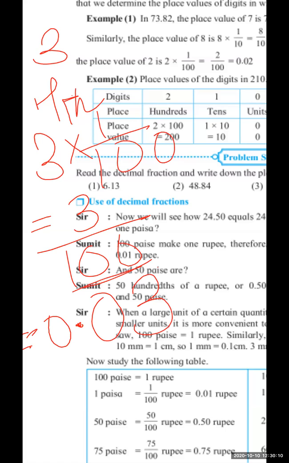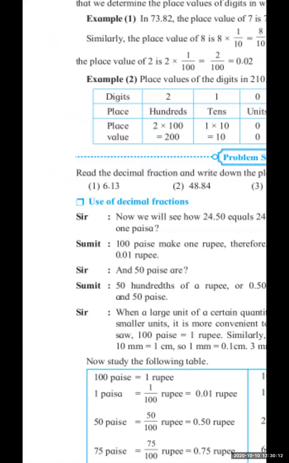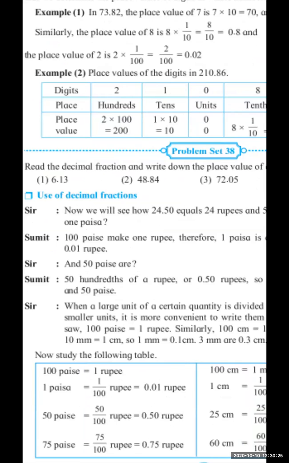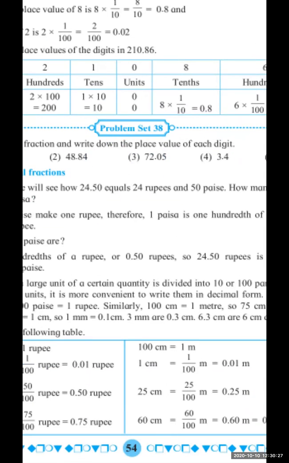0.03. Correct? So there will be 3 columns: unit, 10 and 100. Okay? And you will write the answer. Okay? Now the next sum. I'll tell you the next sum. Third sum.